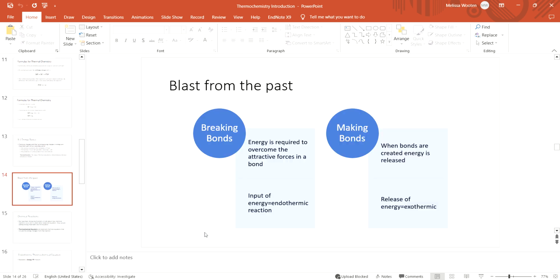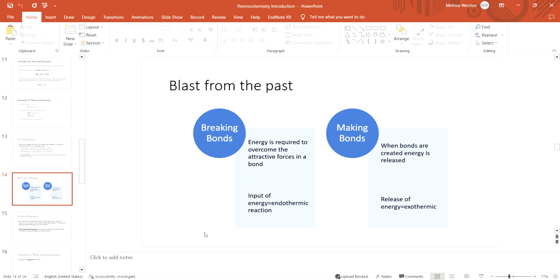So, a blast from the past from earlier general chemistry. When we're breaking bonds, energy is required to overcome the attractive forces in a bond. Input of energy creates endothermic reactions. When you're making bonds, energy is released.